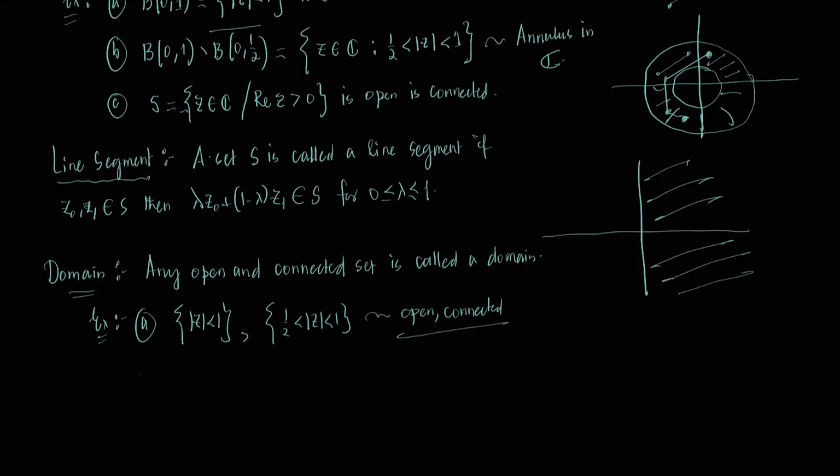Okay. So these are domain. Let's say this set mod Z equals 1. What is this? This is the boundary of the unit disk.